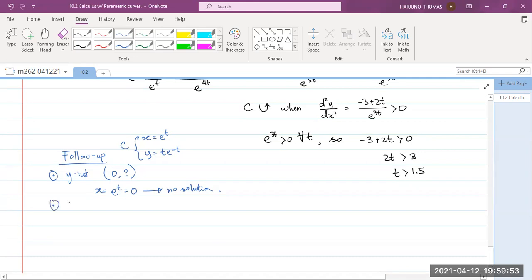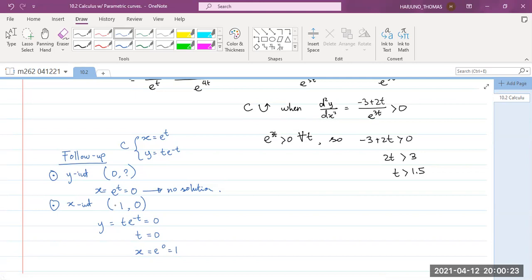How about the x-intercept? For the x-intercept, y is 0. Right? So y equals t e to the negative t. When we set this equal to 0, it must be because t equals 0. But when t equals 0, x will be 1. That's the x-intercept. No y-intercept, we have one x-intercept.